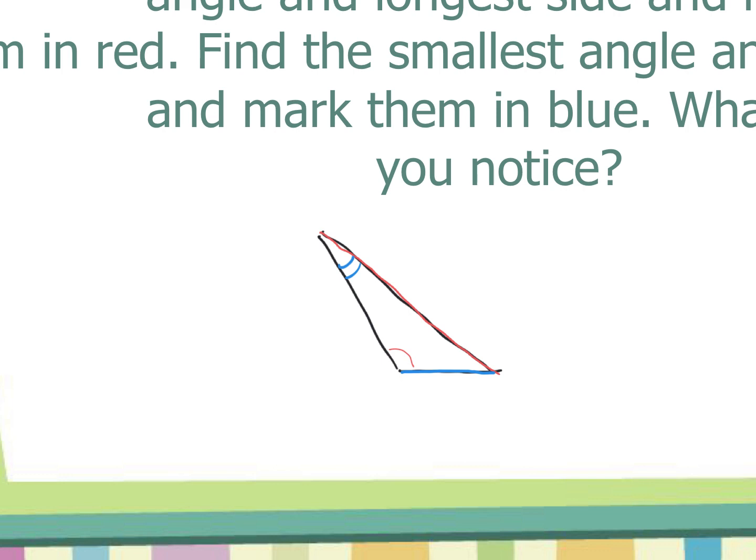What about the smallest angle and the smallest side? Are they opposite each other? That is always true, okay? So that is actually our first theorem today, that the largest angle and the largest side need to be opposite, and the smallest angle and the smallest side need to be opposite.